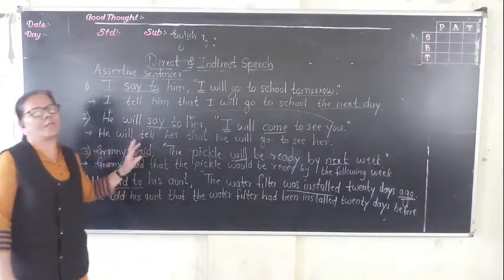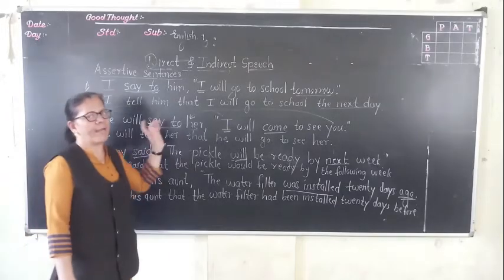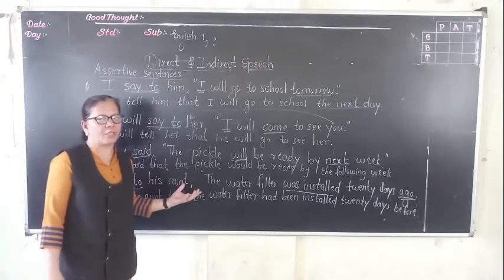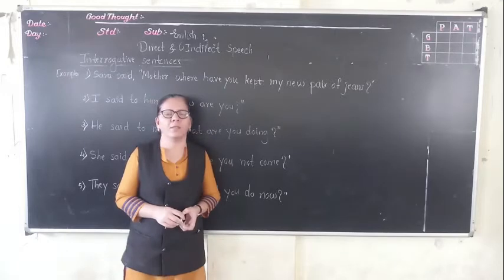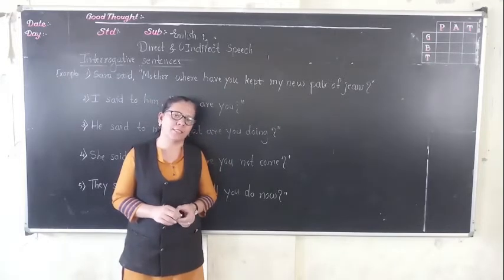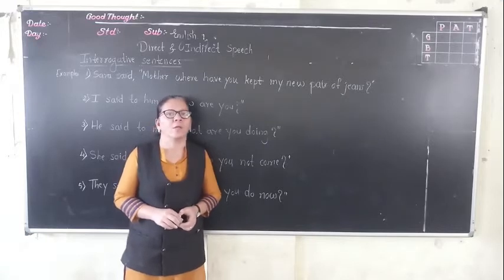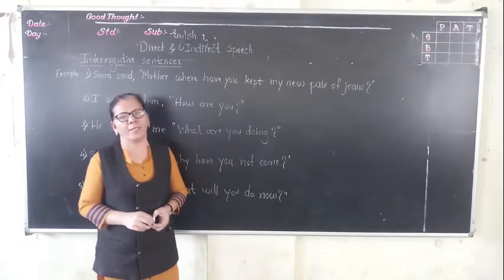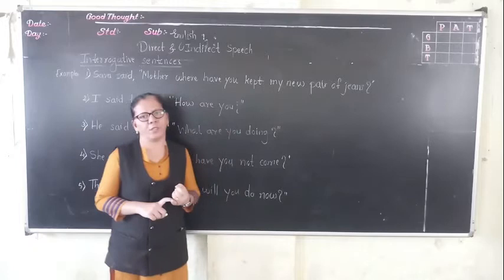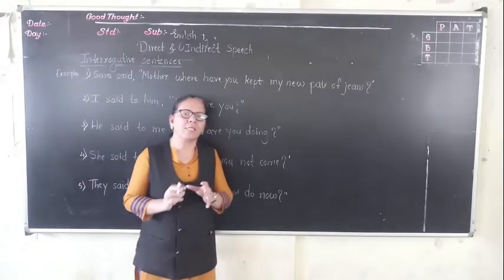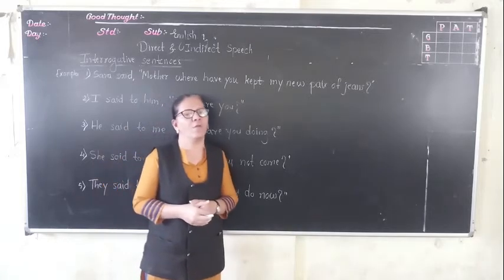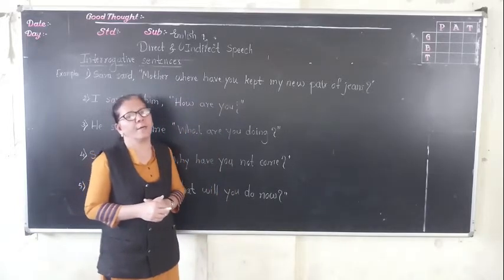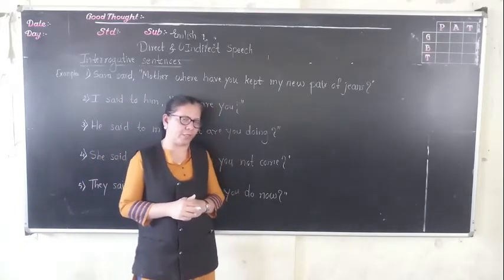Okay, in this way you can change assertive sentences from direct speech to indirect speech. I hope you have understood how to change. Now let us see how to change interrogative sentences into indirect speech. Now, interrogative sentences means what? Questions, right? So you know that there are two types of questions, WH questions and yes/no questions. So we'll see how to change both these types of questions. So first let us see how to change WH questions into indirect speech.